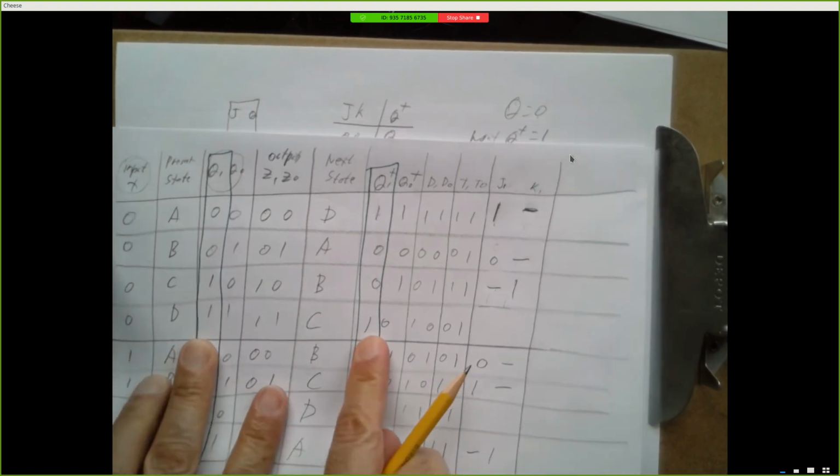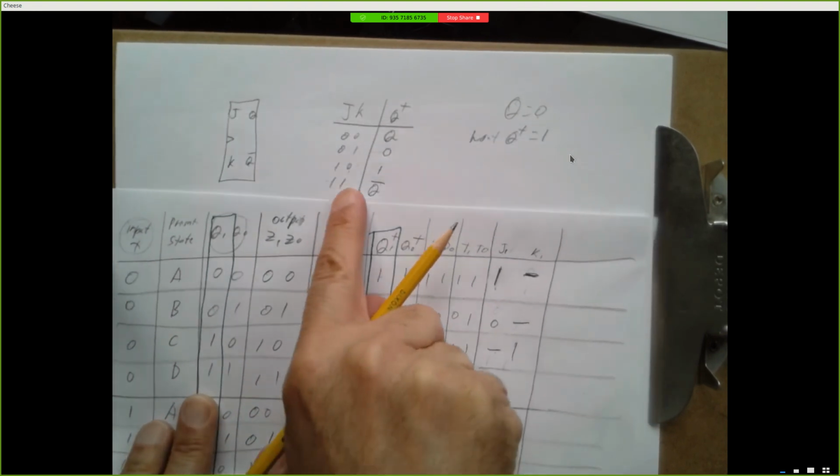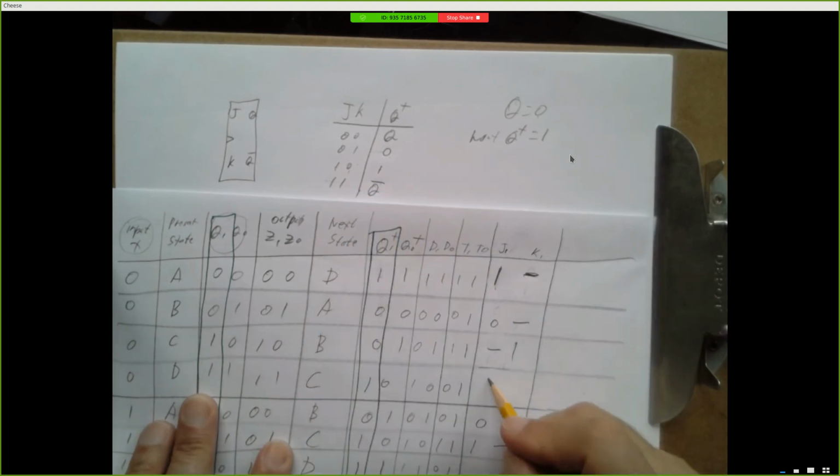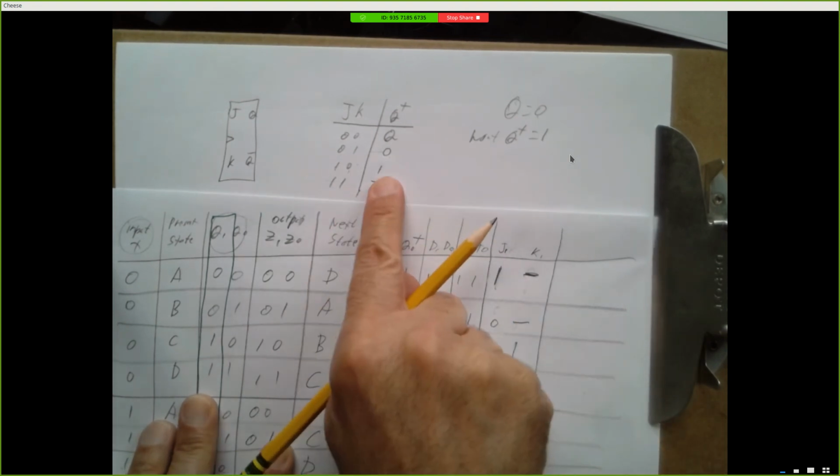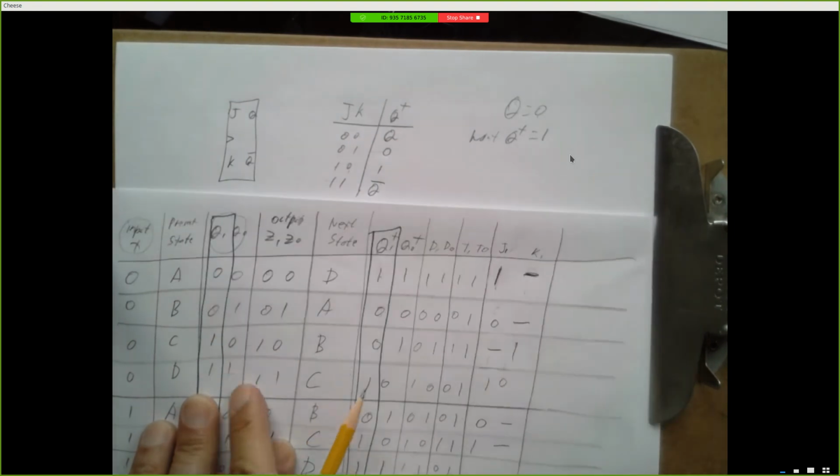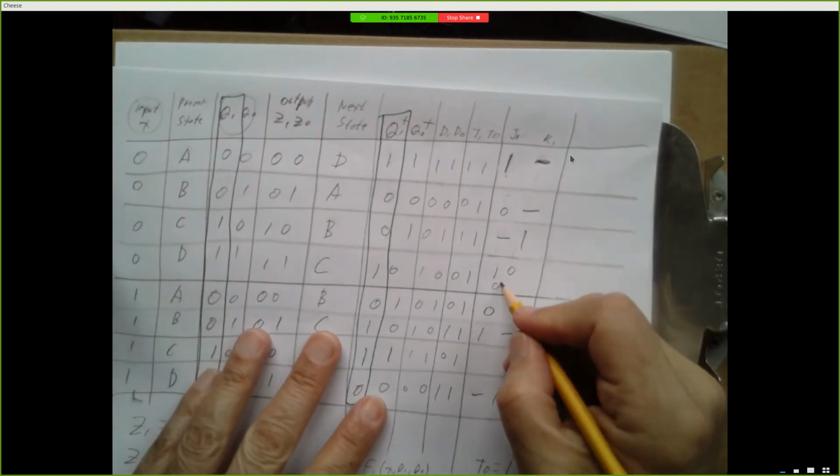In our last case, currently output is a 1. We want the output to stay a 1. Two possibilities. 1, put in a 1, 0, which forces the output to a 1. Or 2, put in a 0, 0, which leaves the output unchanged. So 1, 0 or 0, 0.